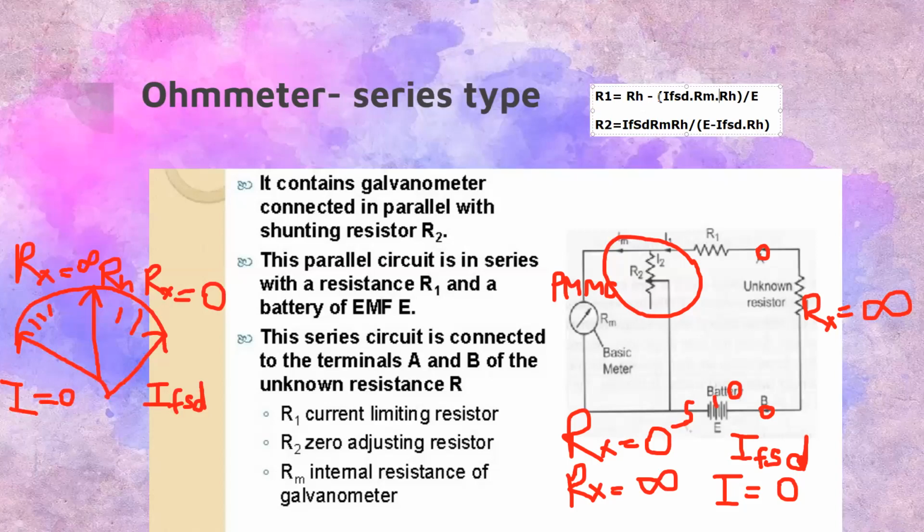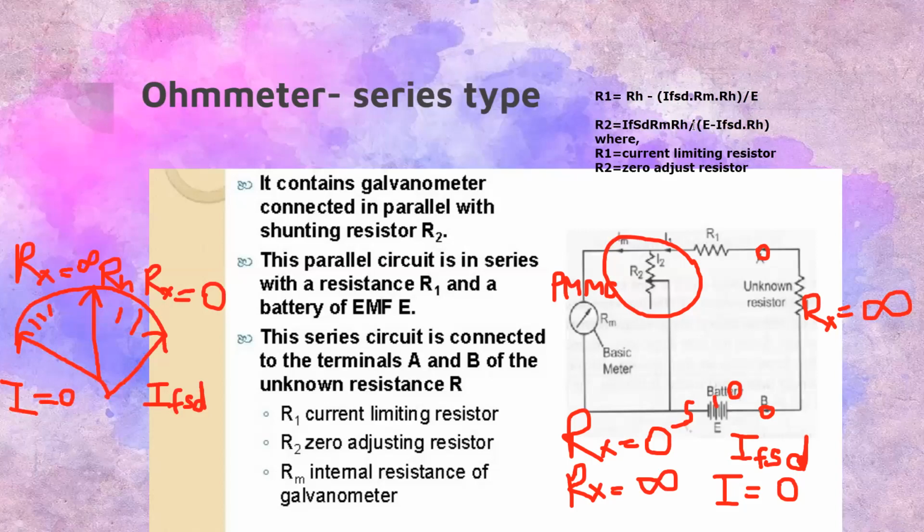Here R1, which we called the series resistance, is also called the current limiting resistor. I will just write R1 and R2 and what they are; the others I will just tell orally. R1 is the current limiting resistor. R2 is also known as the zero adjust resistor. Why is it named so? Because that is the resistor using which we are adjusting the scale. By adjusting this resistance we set full scale or I equal to zero. E is the internal battery voltage. Rx is the unknown resistor.